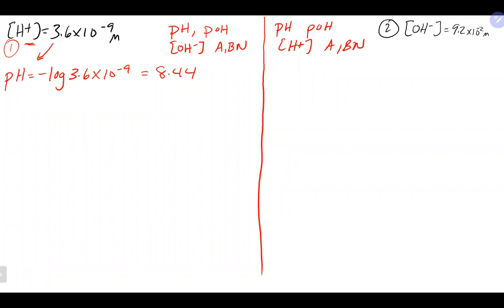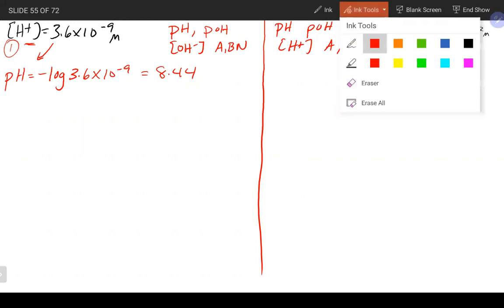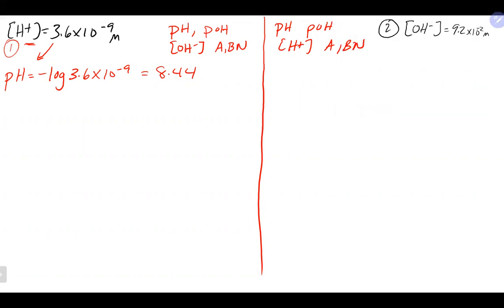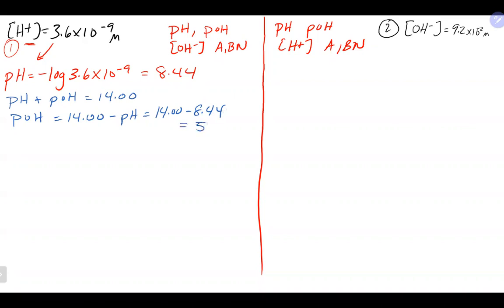Again, at this point I have a couple of options. I could still go with Kw and get the OH minus. I could also, now that I have the pH, simply subtract it from 14 to get the pOH, using the relationship that pH plus pOH equals 14. That means the pOH equals 14 minus the pH, which is 14 minus 8.44. That gives us a pOH of 5.56. Any questions on those two so far?